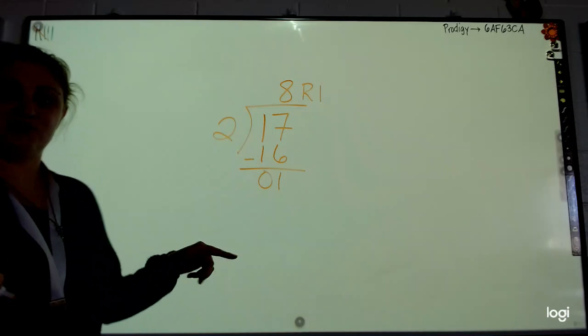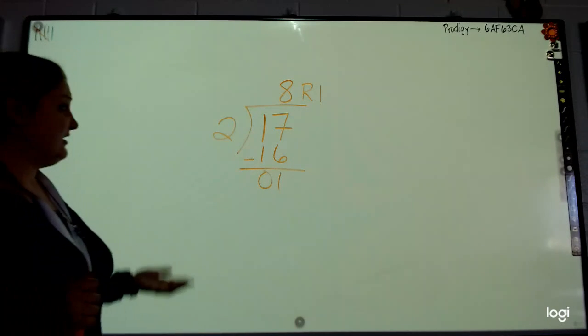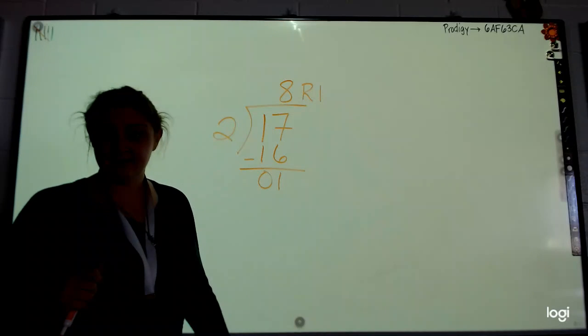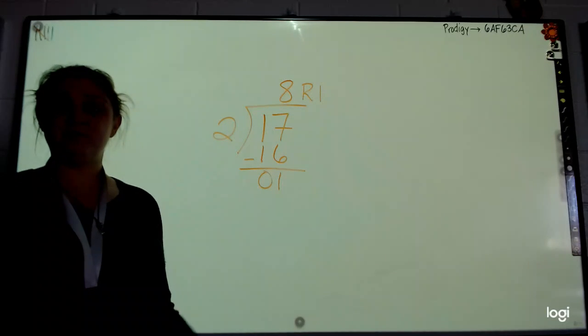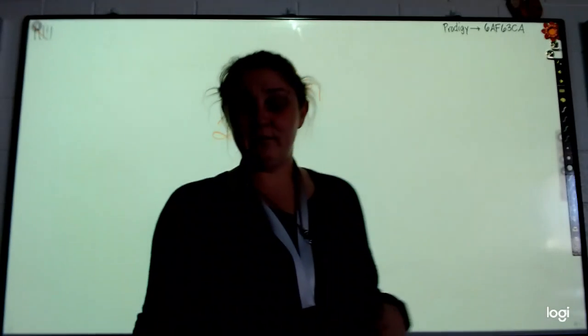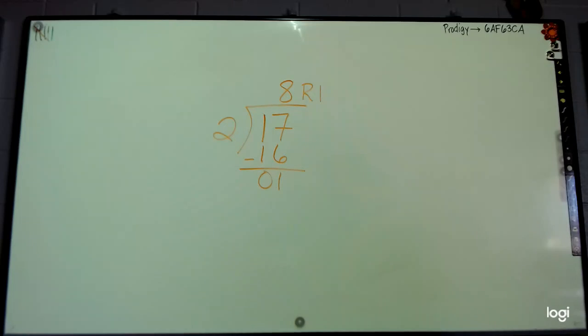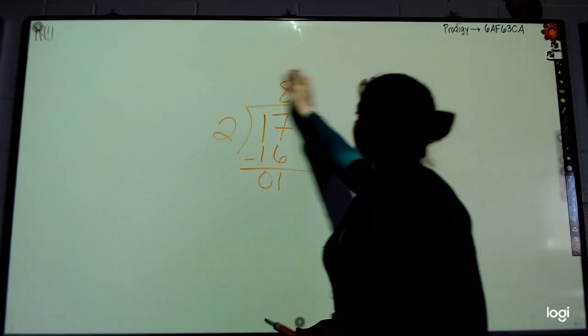So 8 groups of 2 will go into 17 with 1 left over, which makes sense, okay? Because I know 2 times 8 is 16. So I can make 2 groups of 8, but then I have 1 lonely leftover number that won't fit into an equal group of 2. All right, go ahead and erase your boards. Get ready for the next one.